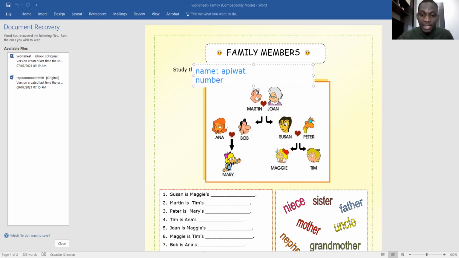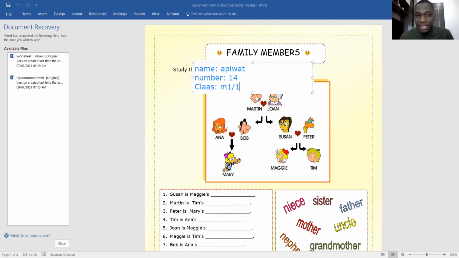And then secondly, you have to write your number. For example, if your number is 14, you have to write 14. And the third thing that you have to write is your class. Very important, right? Class. For example, class M1/1. Do you understand?